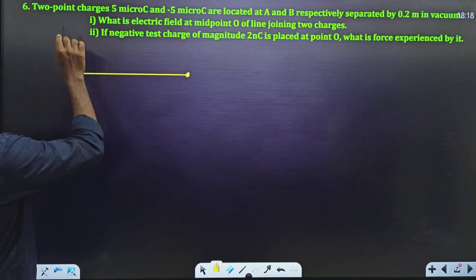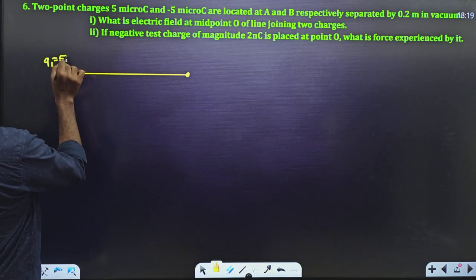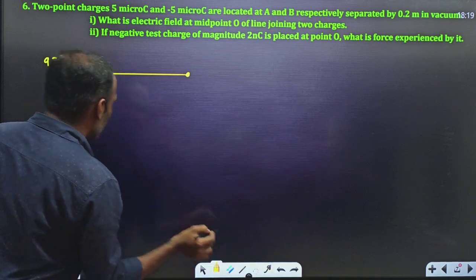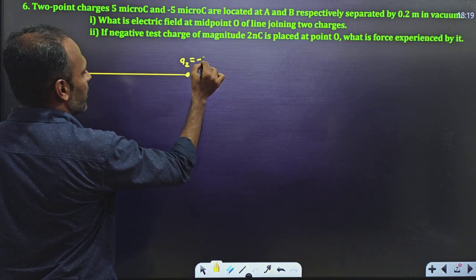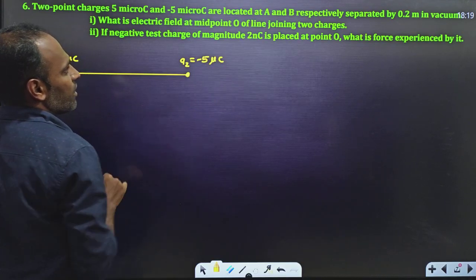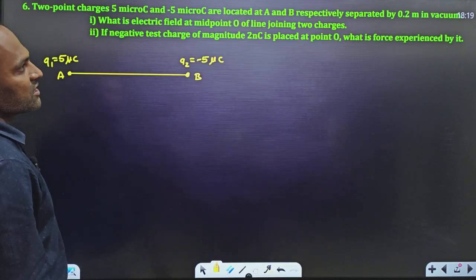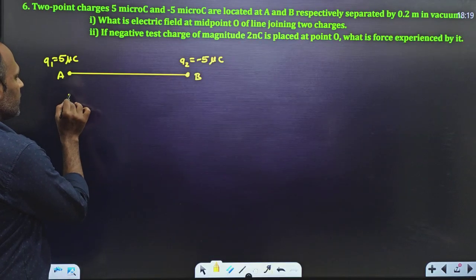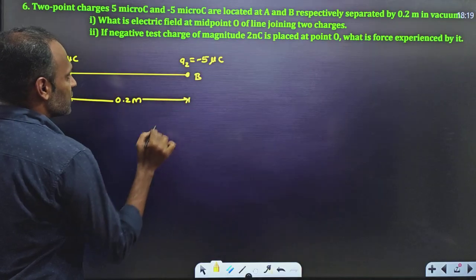So two charges: 5 microcoulomb and minus 5 microcoulomb. Let me call the first charge q1 as 5 microcoulomb and q2 as minus 5 microcoulomb. This is point A and this is point B. The distance between those two charges is 0.2 meter.